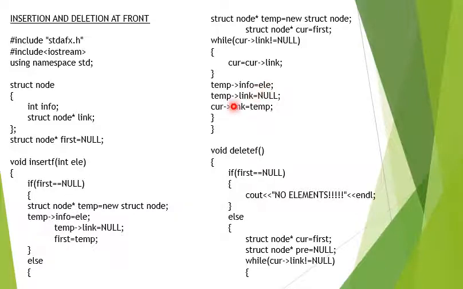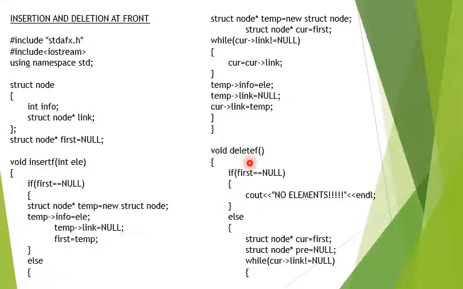and temporary link will contain the null value because it is a front end, and current link should be temp because we are connecting the previous value to the current value, so I have used current link is equal to temp.